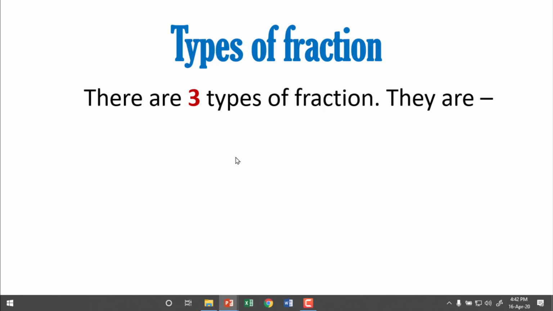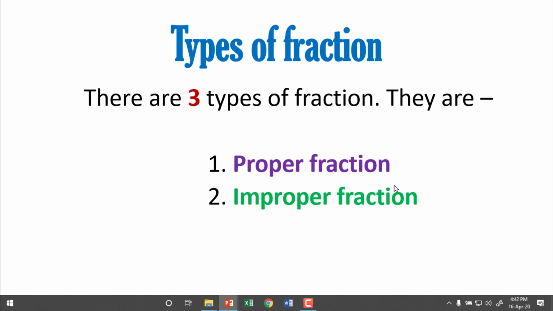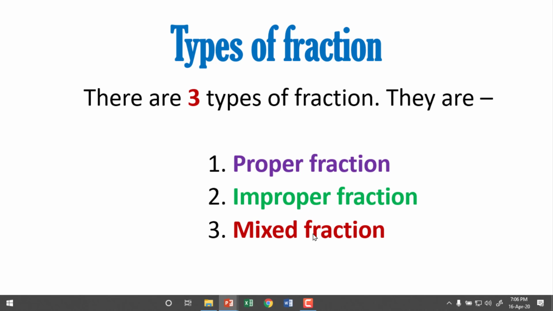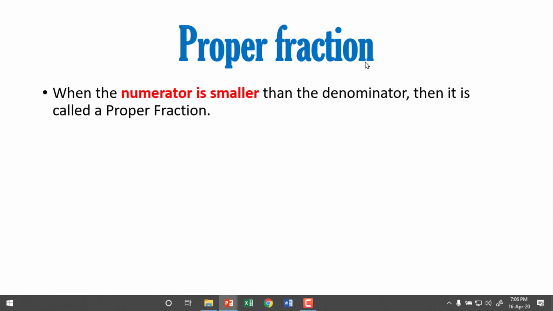Types of fraction. There are 3 types of fractions. They are proper fraction, improper fraction, and mixed fraction. Now I'm going to describe these 3 types of fraction. Proper fraction. When the numerator is smaller than the denominator, then it is called a proper fraction. Numerator less than denominator. Let's have an example.